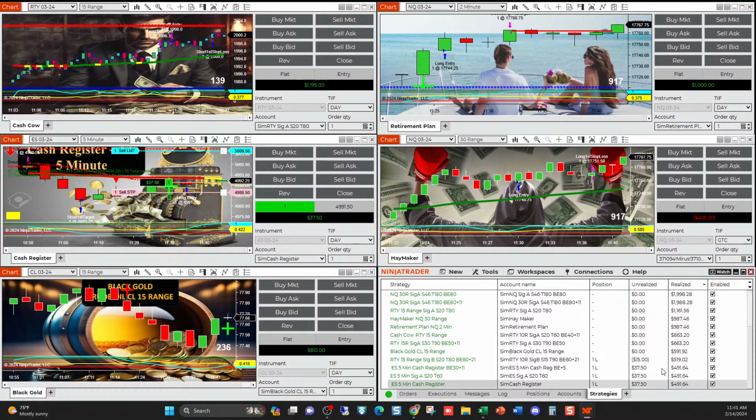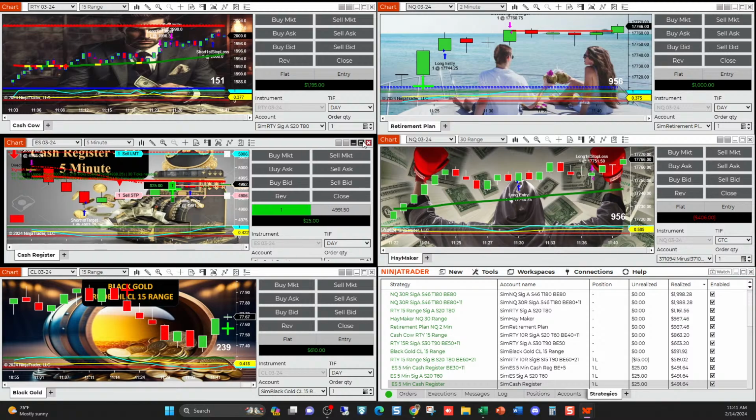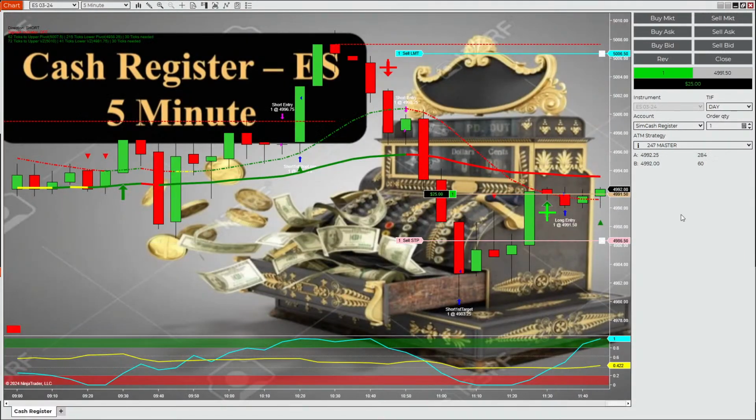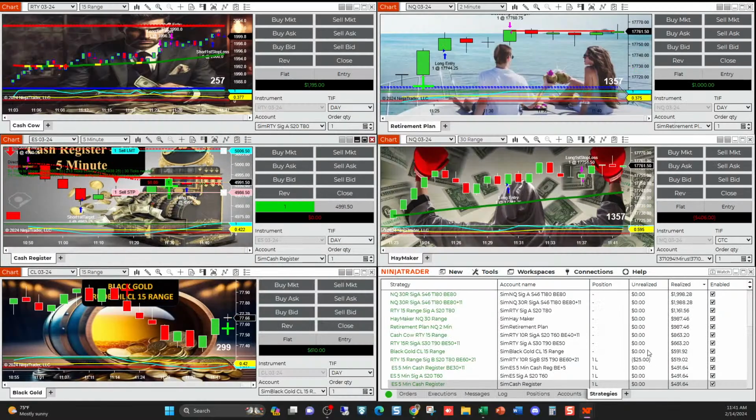Cash registers in another one. It's already up 450, maybe 500. Looks like we entered this trade right here after this cross. We have this one entered on the next bar. We have the setting in the software where you can enter on the same bar or not. So this one's not. And she's rolling along good this morning.